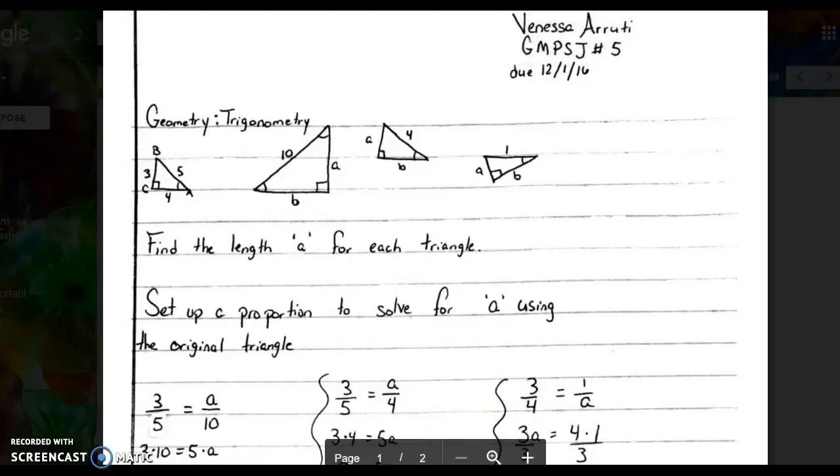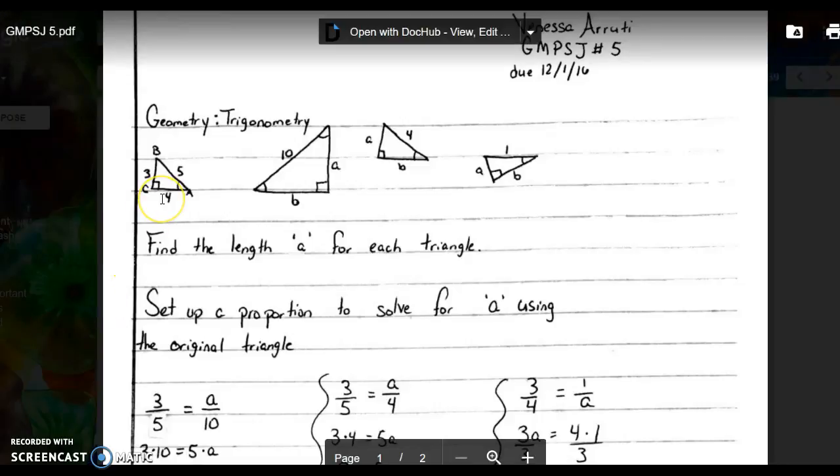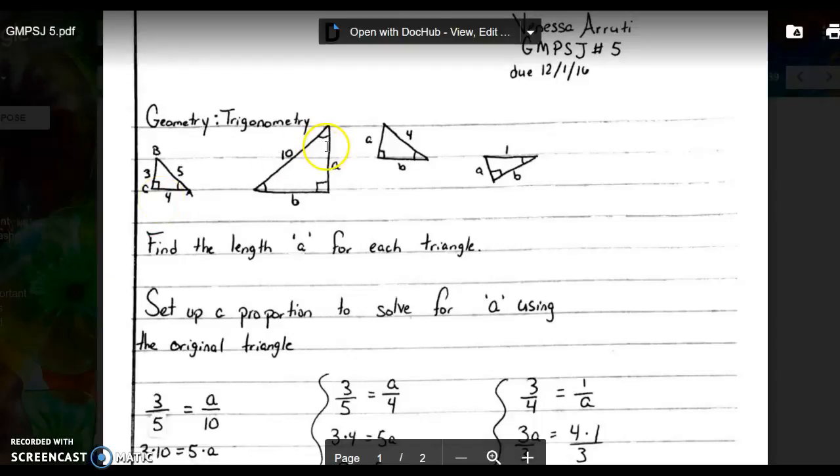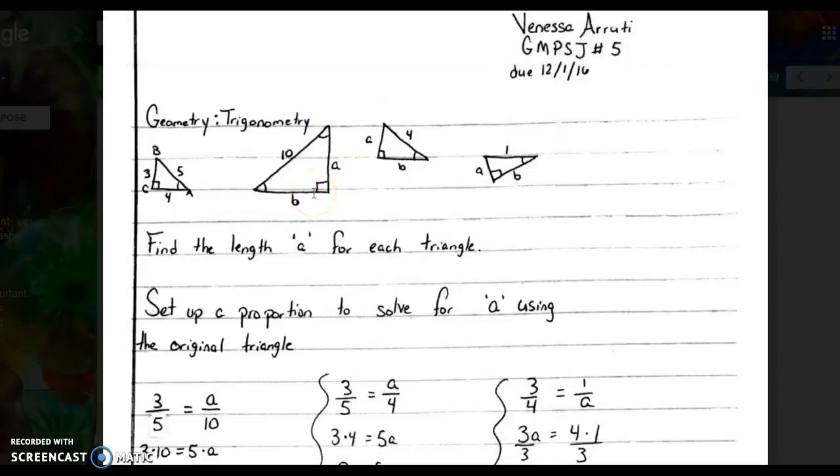We have our original figure, which has measurements of 3, 4, and 5, and then we have three other figures, three other triangles, where we are finding the missing length for the triangle, and they specifically ask for triangle A, or a side length of A.